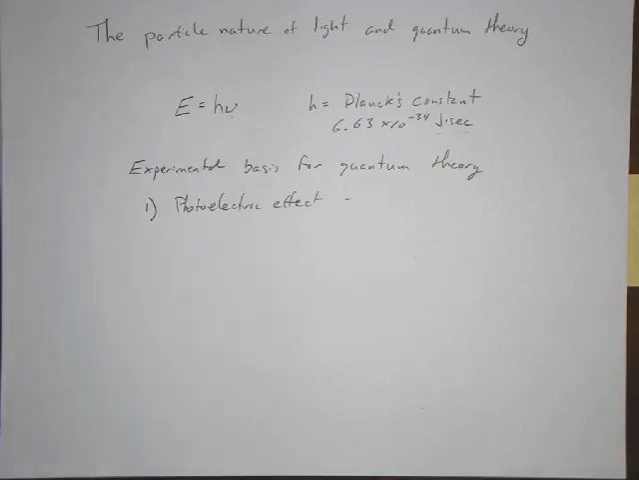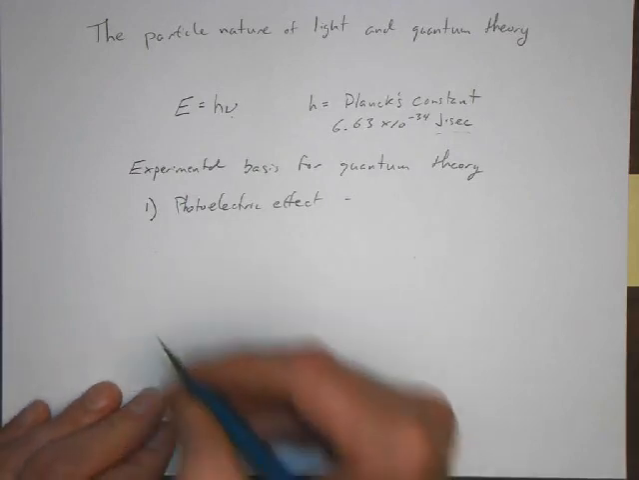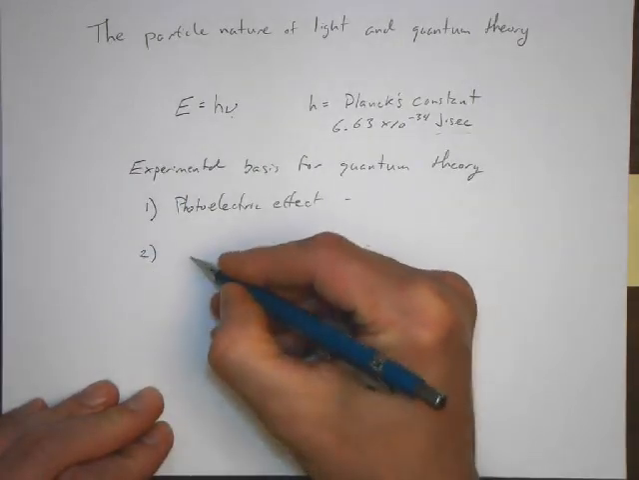So that's one piece of evidence for a particle nature of light, the photoelectric effect. Another one is atomic spectra.